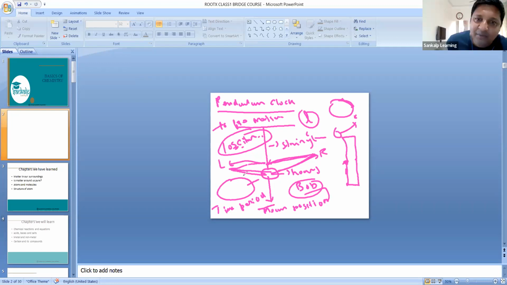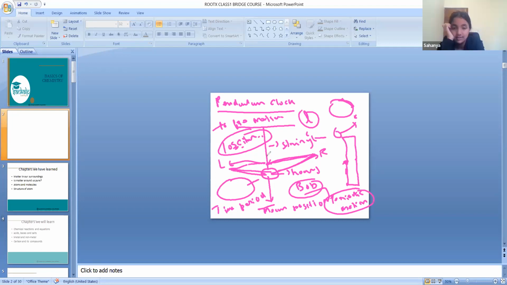Next, the third term in this is periodicity or periodic motion. Periodic motion is a motion which repeats itself in equal intervals of time. So to complete one oscillation, the simple pendulum takes the same amount of time every time.